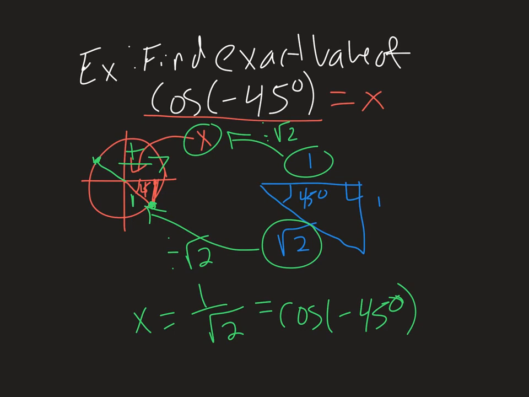So make the unit circle, and then try and figure out what your coordinates are for that point. If you can figure out the x-coordinate, that's your cosine. If you can figure out the y-coordinate, that is your sine value.